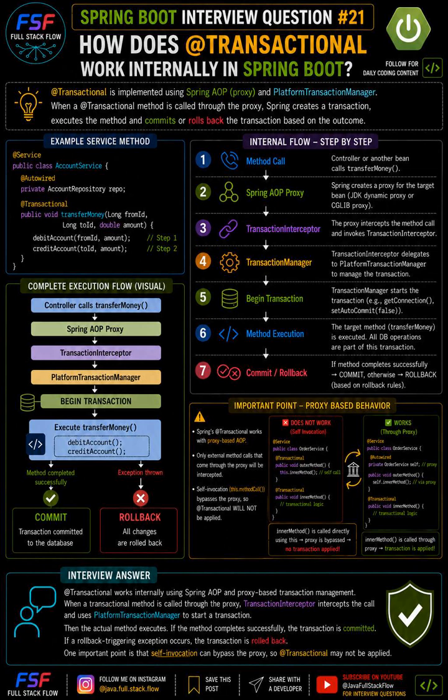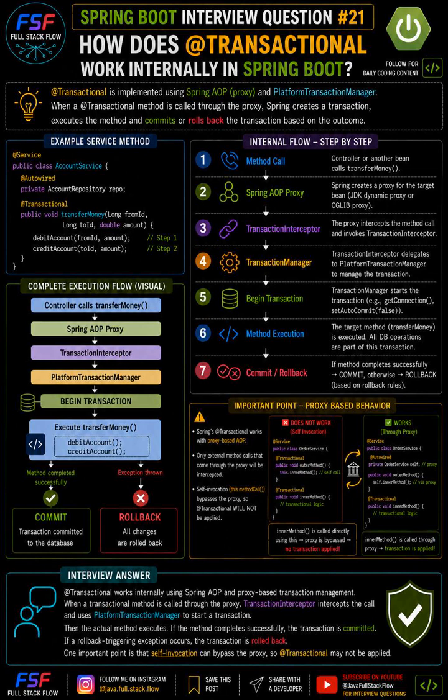Step number 3 is TransactionInterceptor. The proxy intercepts the method call and invokes the TransactionInterceptor. What does the TransactionInterceptor do? It handles the transaction-related logic around our method execution. So it basically says, before executing the method, let's handle the transaction, and after the method finishes, let's decide whether to commit or roll back.